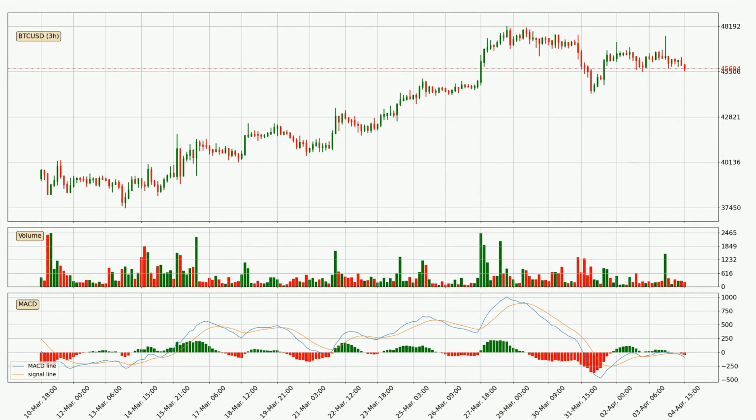Moving to the 3-hourly MACD, the MACD line is below the signal line, which shows that the current trend is on the downside. We can expect for the price to continue going down or perhaps remain at least stable because the MACD histogram shows the momentum currently being strong.